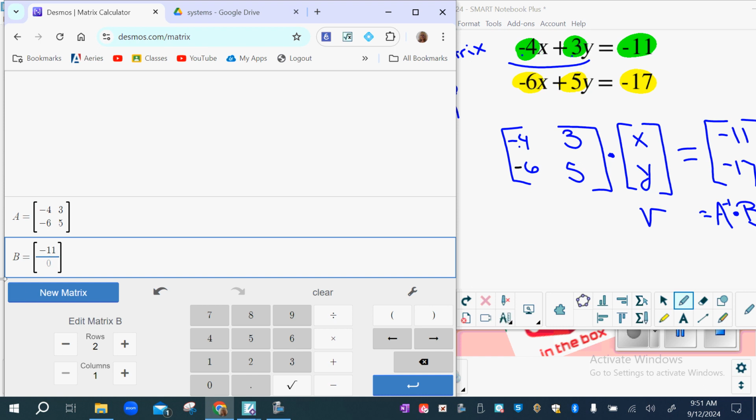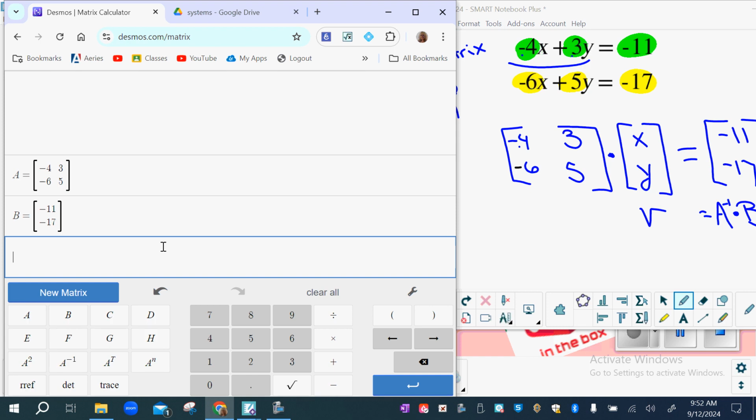-11 and new matrix. That's right. -17. Now, right now we're going to do something. This is key because we're done telling her what we want. We're going to ask her to do the math, but now we're going to hit enter because now we're done giving our input. So please hit enter. And watch what's going to happen now.